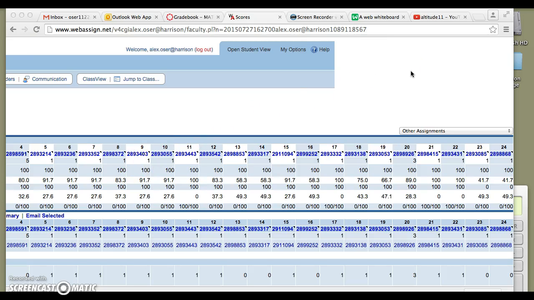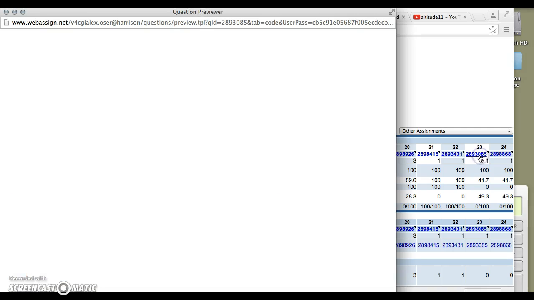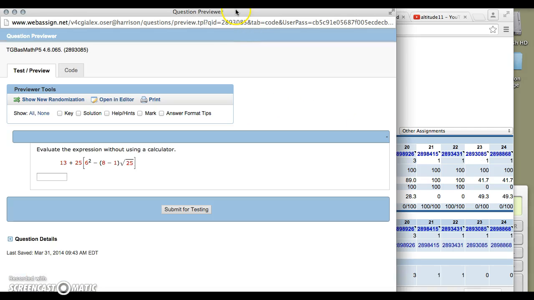We are going to take a look at some of the more commonly missed problems on our Week 5 homework assignment, starting with problems number 23 and 24. So let's take a look at number 23 first here. It says that we need to evaluate the expression without using a calculator.